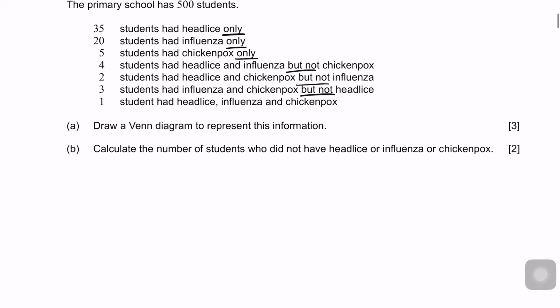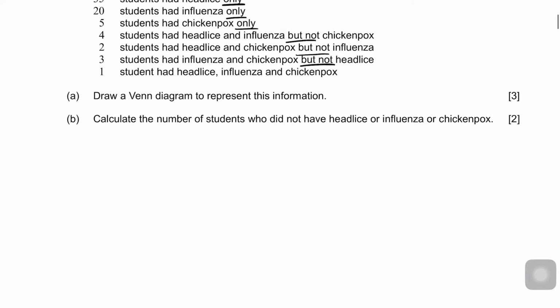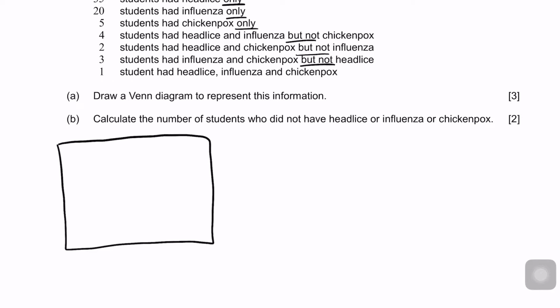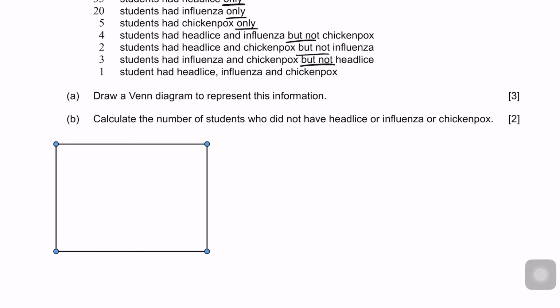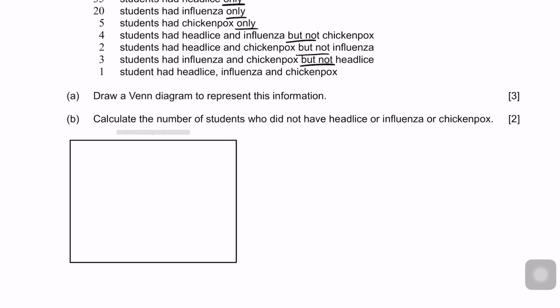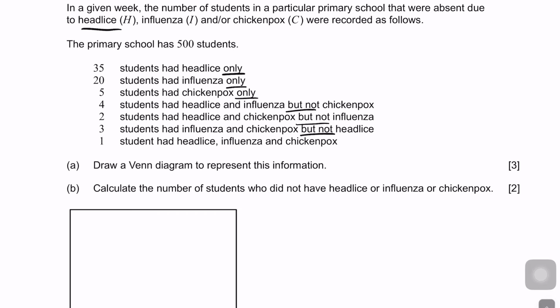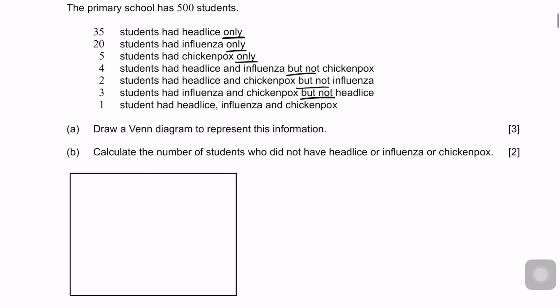All right. The first question they ask us is to draw a Venn diagram to represent this information. So I'm going to go ahead and provide a box here. Make sure you do box in your values. When you're drawing a Venn diagram, you will lose 1 mark if there's not a box provided. If you just draw, let's say, the sets, the circles, for example. Alright, so since we're dealing with head lice, influenza, and chickenpox, we're going to need 3 separate sets. So I'm going to go ahead and draw 3 circles.